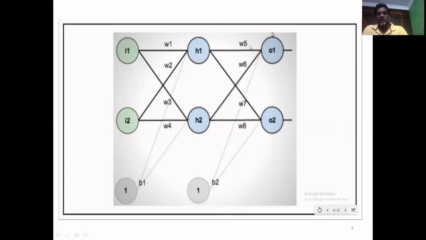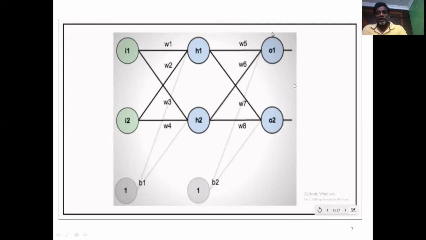Similarly, H1 to O1 is connected through the weight W5, and H1 to O2 is connected with W7. H2 to O1 is connected with W6, and H2 to O2 is connected with W8. There is a bias also connected to the output neurons, B2. Here also the input value for the bias weight is always 1. Every bias weight is connected to its layer's neurons, so B2 is connected to O1 and O2, along with the weights. So this is the scenario I am assuming.